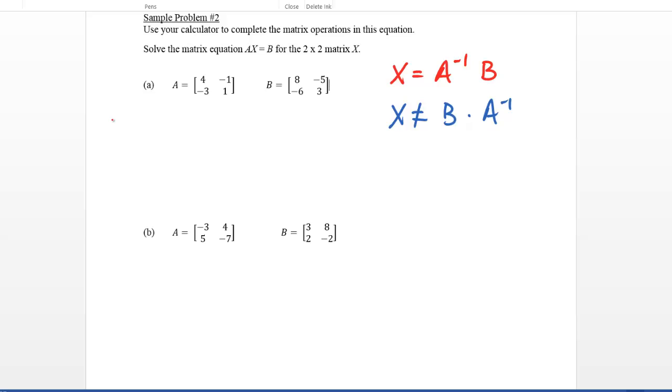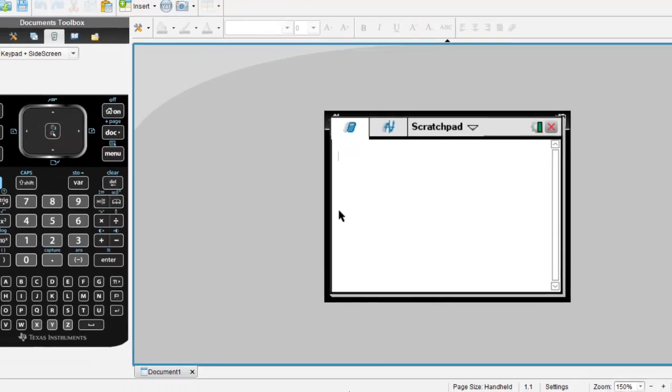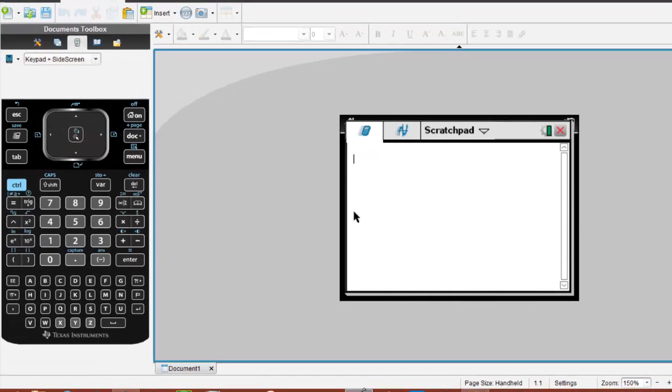So just be aware that you're doing that in the appropriate order. So if I set this up, if I say X equals the inverse of A, I'm going to take that A and raise it to the -1 power to represent the inverse, and then I'm going to multiply that by the matrix B. Now that you have this, all that you need to do is punch this in your calculator. So I'm going to go to my calculator and I'm going to work through this.